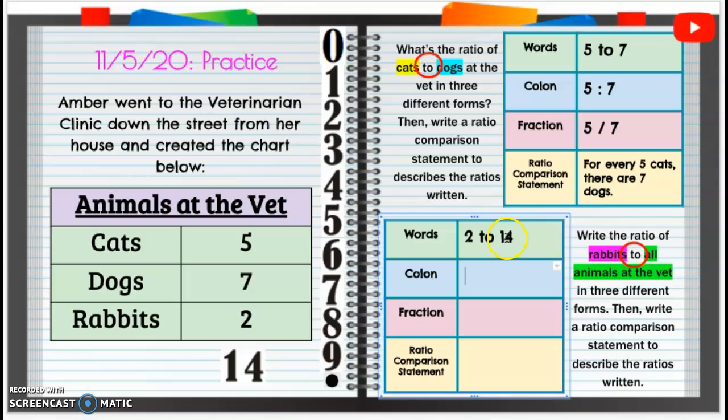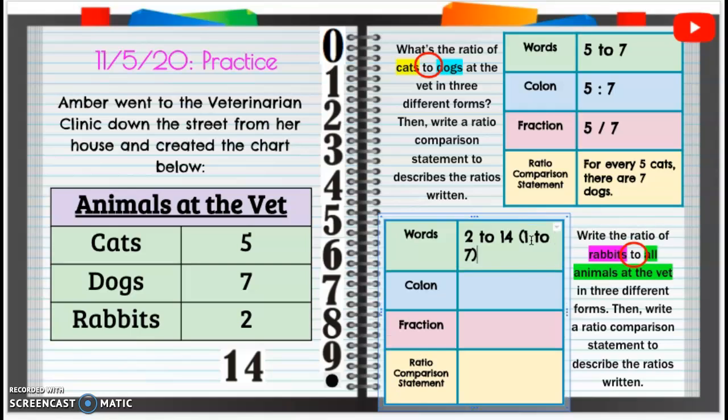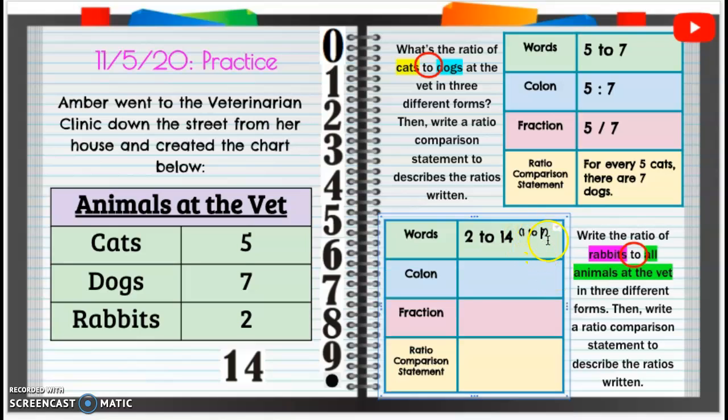You can also simplify that and make it a little bit simpler, because if we take a look, the greatest common factor that can go into both of those is a 2. So if we divide both by 2, it could also be 1 to 7. You do not have to do that at all. I'm going to actually make that smaller. So it could be 1 to 7 if you want to. But in this case, we do not have to right now. And then 2 colon 14 and 2 fraction 14.